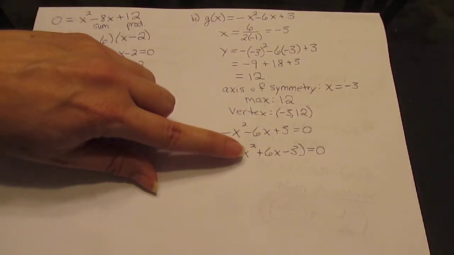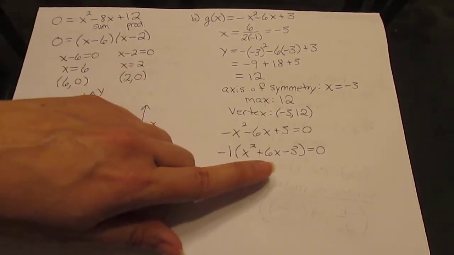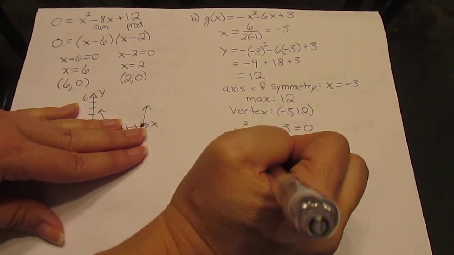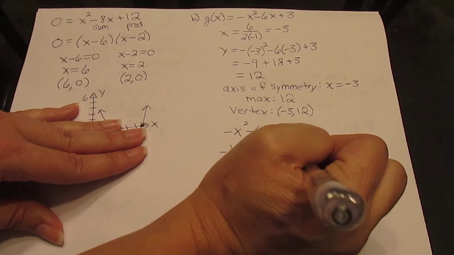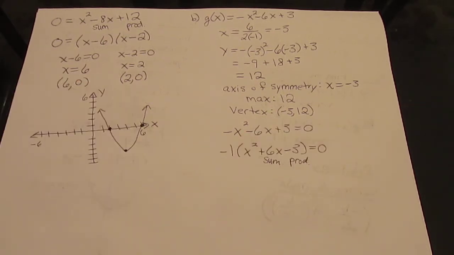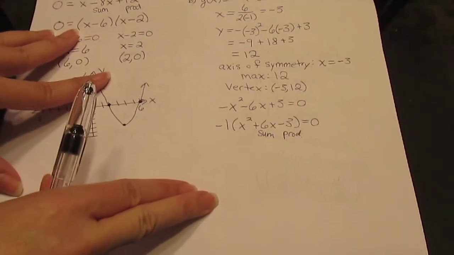Okay, now there's a positive 1 in front of my x squared, so that middle number is the sum, and the last number is the product. Can I multiply two numbers and get -3, but then when I add them, I get 6? No, I can't think of any two numbers that do that. So I'm going to have to use the quadratic formula for this one.